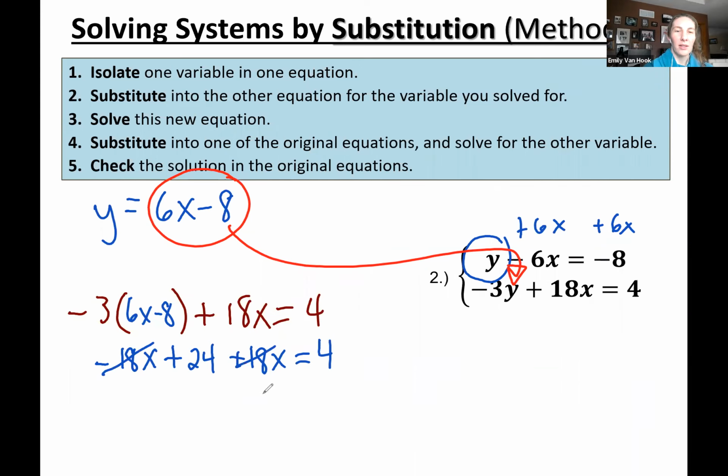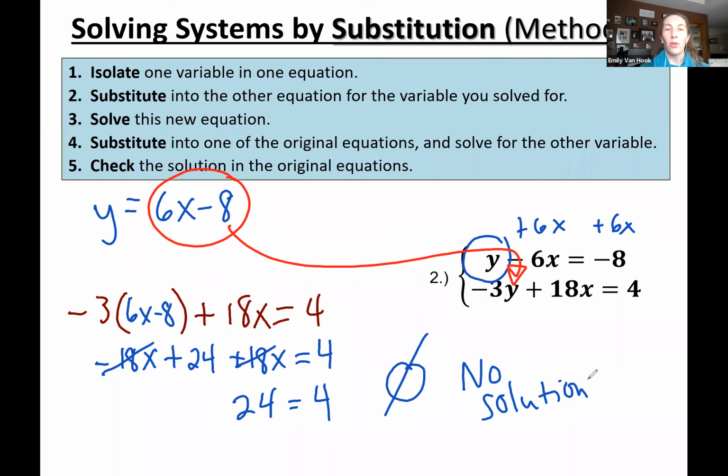So we get this equation 24 equals 4. We can stop right there because we're done. 24 is not equal to 4. That is not true. So if we did the correct steps but ended up with an equation that's not true, what this means is this system is inconsistent and it has no solution. So I just drew a circle with a slash through it, which is one way to say there's no solution, or you can literally write no solution.